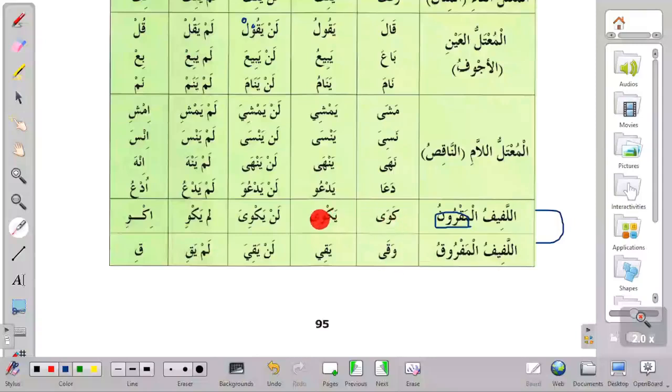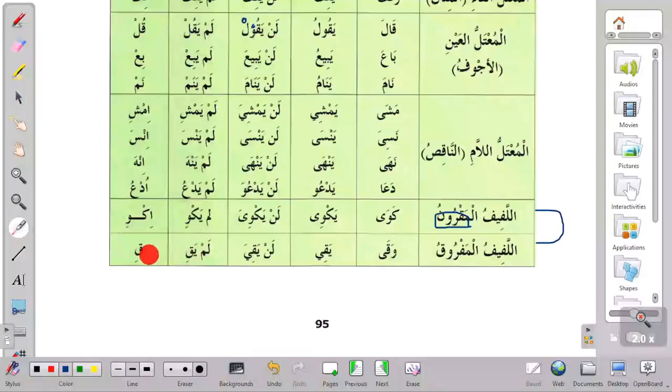And so the amr and the mudari are also simple. Kawa, yakwi, then lan yakwiya when it is mansub. Then when it is majzum, lam yakwi. Of course, look at the mudari here: the harf al-illa will drop when you add lam, because it already has sukun. You can't give it sukun again, and that's the same thing that happens here. Lam yaqi. Hope that is clear. So kawa is to iron, waqa is to protect. So lam yaqi, he didn't protect.